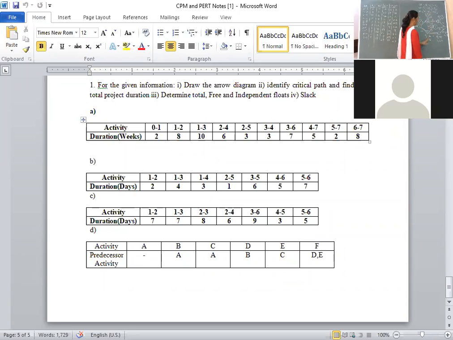Similarly, for node 3, L3 is 12, E3 is 12, that is 12 minus 12, 0. For node 4, L4 minus E4, that is 22 minus 16, it is 6. For node 5, L5 minus E5, that is 25 minus 13, it is 12. For node 6, L6 minus E6, that is 19 minus 19, it is 0. For node 7, L7 minus E7, that is 27 minus 27, 0.